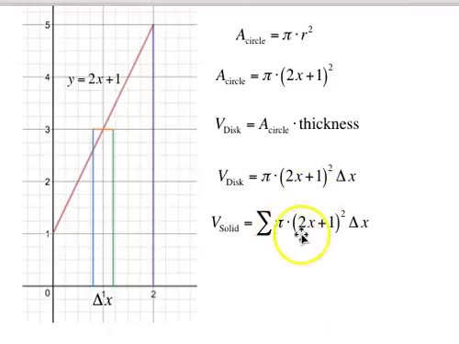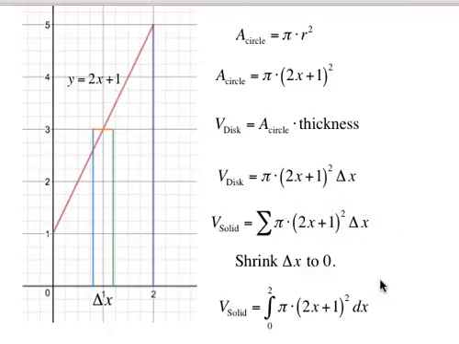So we've got the sum of pi times (2x plus 1) squared times delta x. But the volume, as we shrink delta x to 0, will be defined by an integral. Integral from 0 to 2 of this, and then delta x becomes dx. So shrinking delta x to 0, we get the volume of the solid to be the integral from 0 to 2 of pi times (2x plus 1) squared dx.